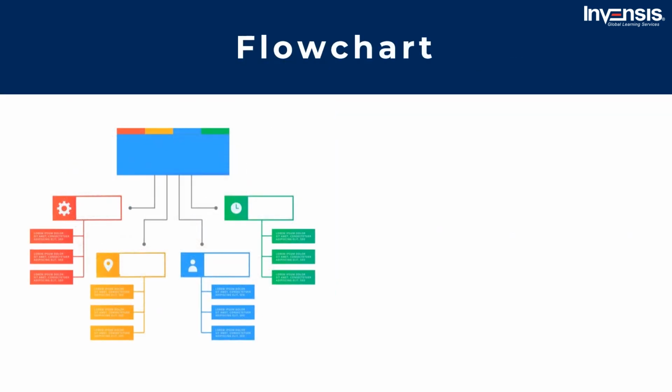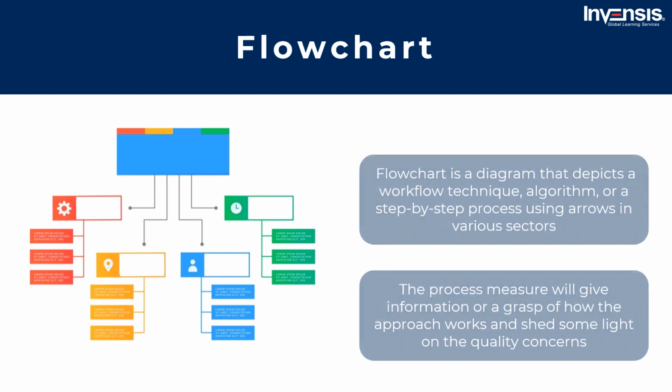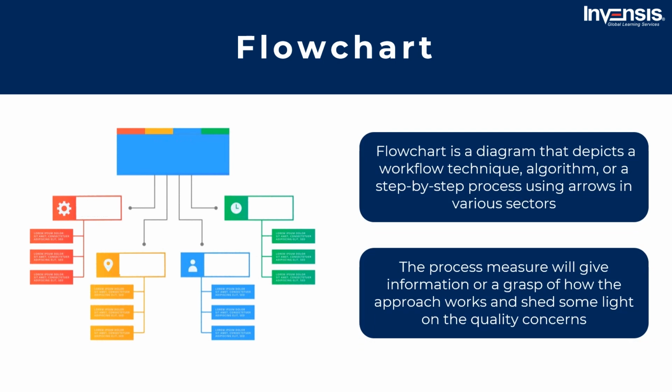The first on the list is Flowchart. We have all heard of flowcharts when we were in high school or college. A flowchart is a diagram that depicts a workflow technique, algorithm, or a step-by-step process using arrows and various shapes. Now, these flowcharts can be used to describe organizational arrangements, login systems, document work process flow, billing deal flow, and so on. A flowchart allows you to categorize the exact flow of situations in a system.